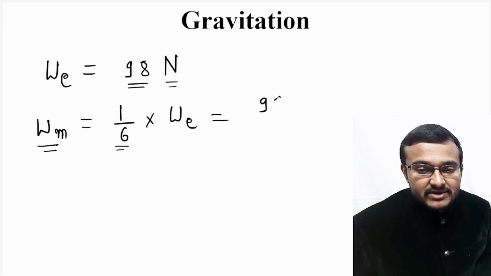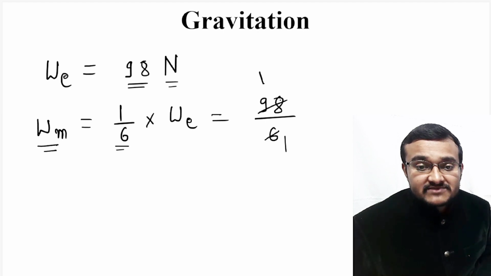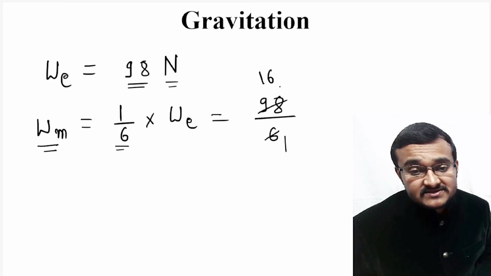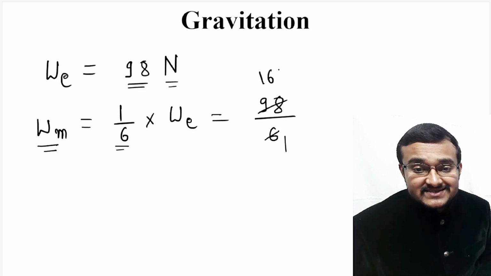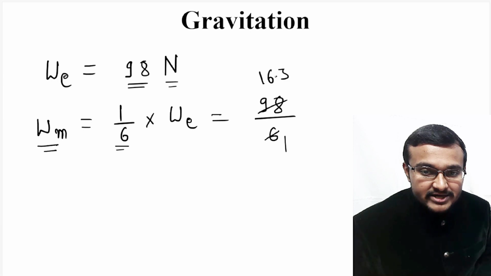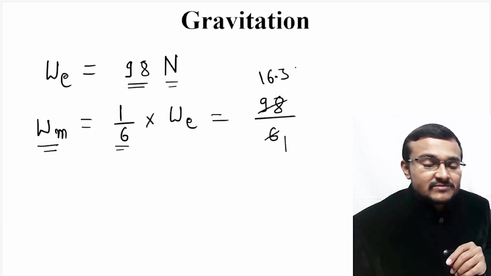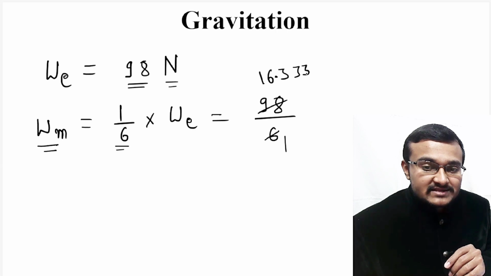98/6. So if you do 98/6, you will get the answer as 6 ones are 6, 6 ones are 6, so 3 will be remaining, 38 is there, so 6 6s are 36, so 2 will be remaining, 26 3s are, so now you have to take point, so 6 3s are 18, so 2 again will be remaining, so 3 goes on like this.